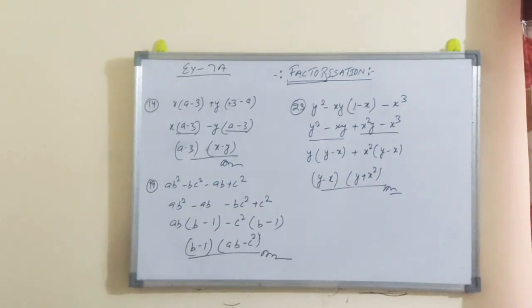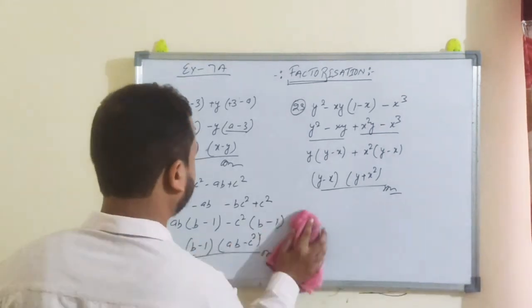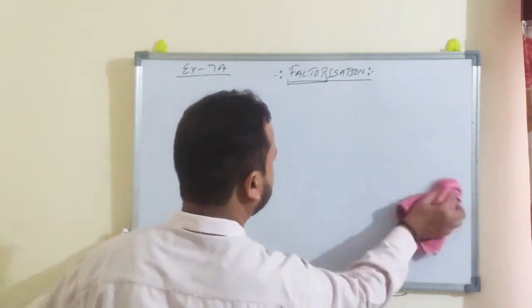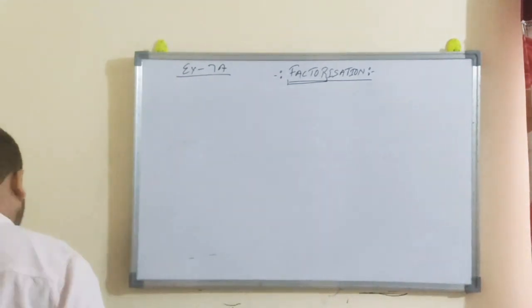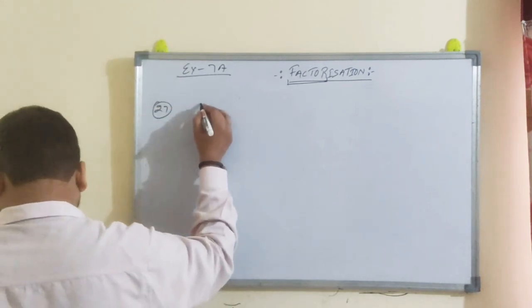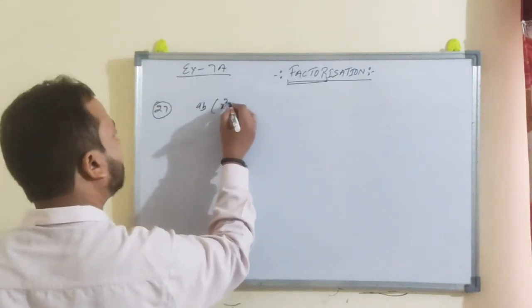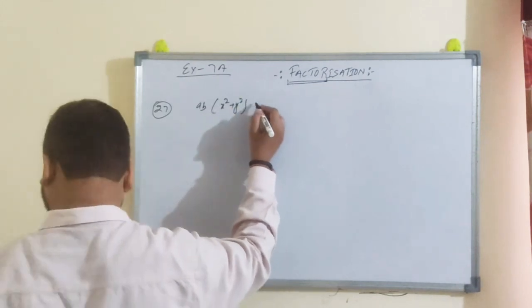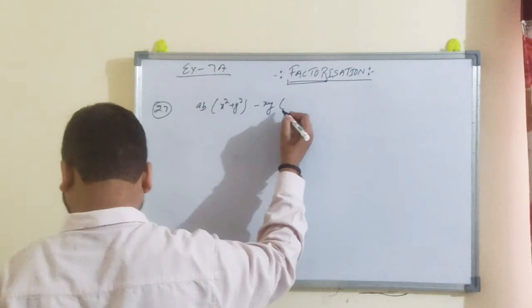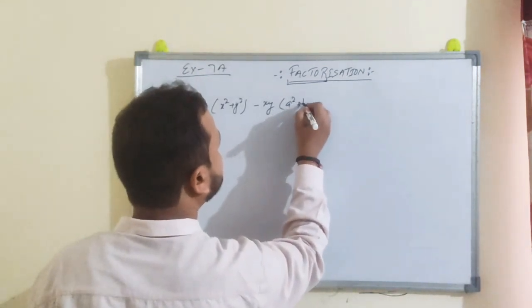Question number 28 is also the same. 25 is also the same. Now on to question number 27 actually. This question is interesting actually. So ab into x square plus y square minus xy into a square plus b square.